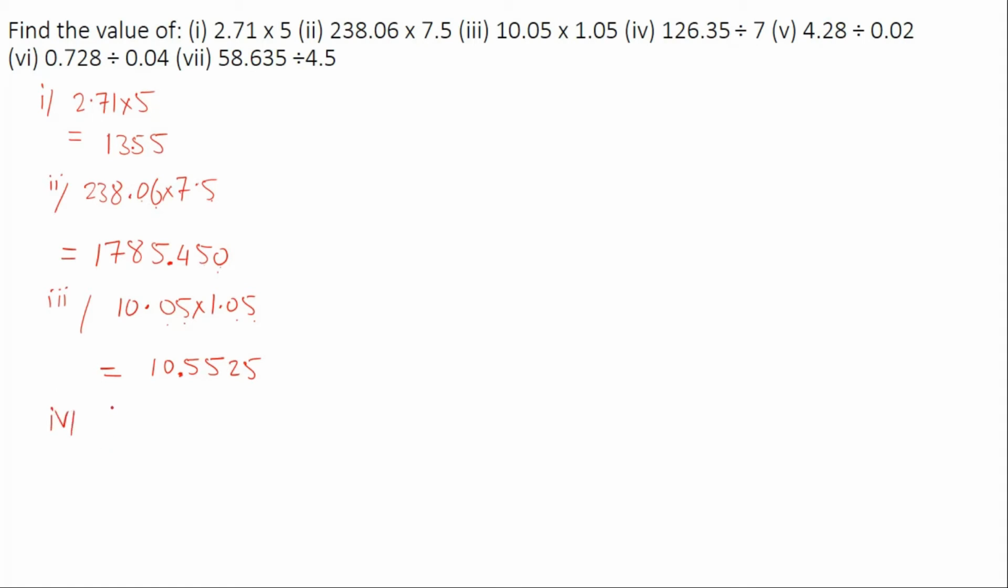Number 4, you have to divide 126.35 divided by 7. Same as we are doing in multiplication, first forget the decimal, simply divide the numbers. When you divide it, you will get the answer 1805. Now count the digits after decimal. It is 1 and 2. So leave the last 2 digits from the answer and put the decimal. So the answer will be 18.05.